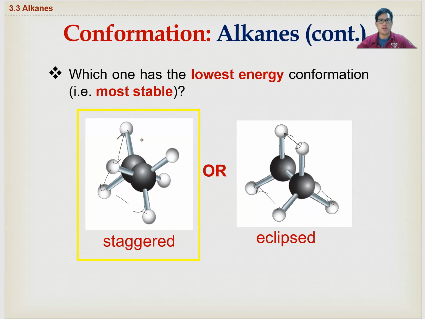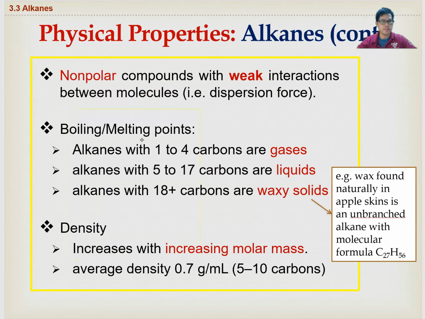For the physical properties, physical properties are like the boiling point, the melting point, the density, solubility, and so forth. When we're talking about the physical properties of alkenes, they are non-polar compounds with very, very weak interactions between molecules. So when one alkene interacts with another, it is usually very weak. If it's very weak, it's easy to be separated, and when it's easily separated, it will change from one phase to another.